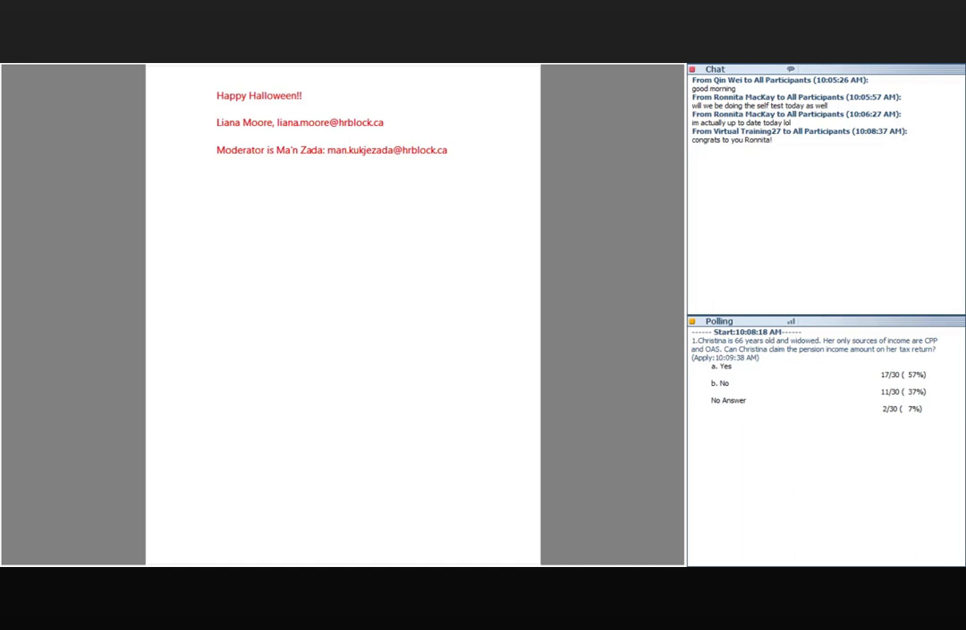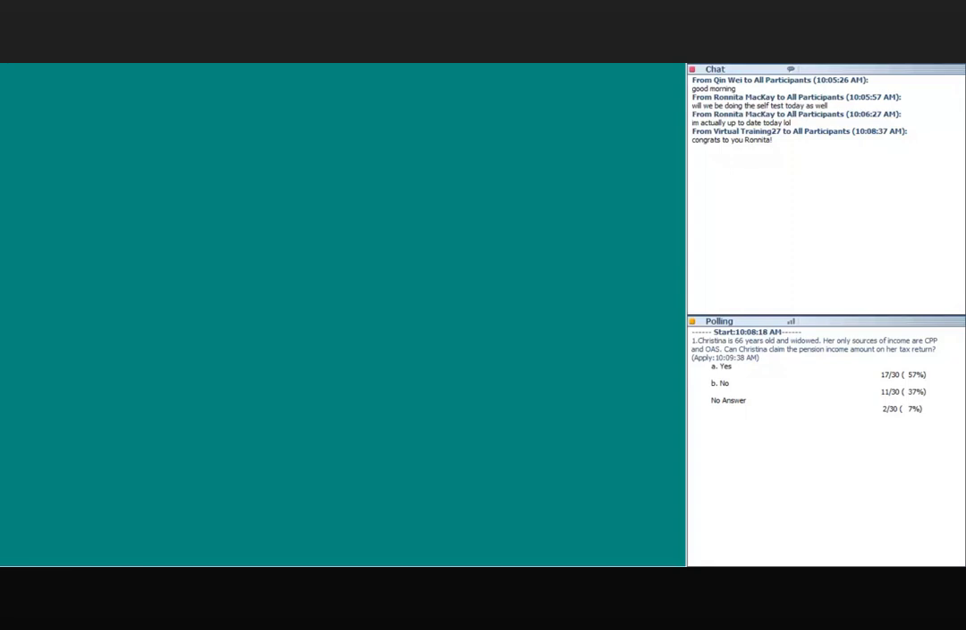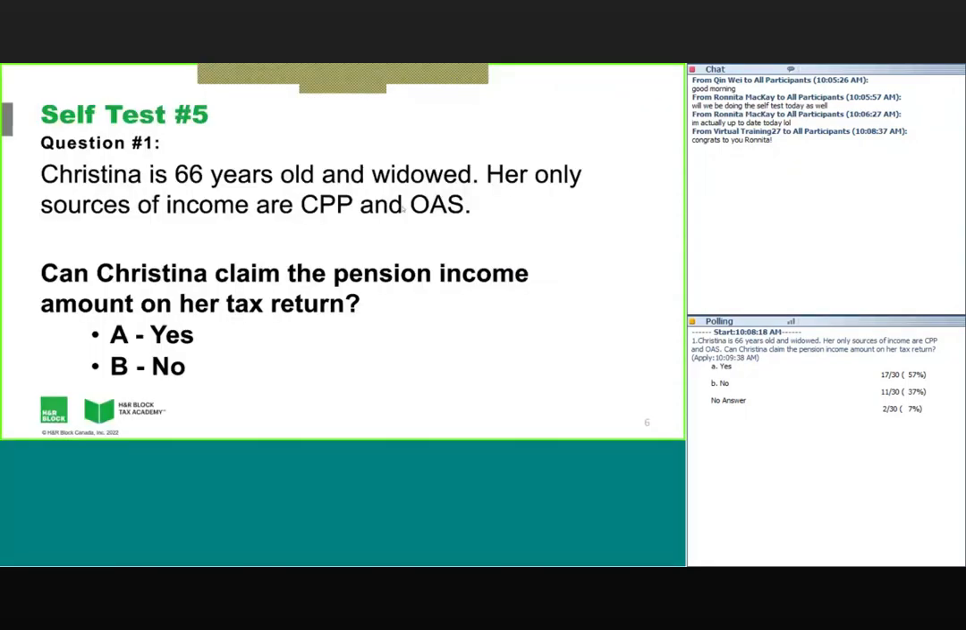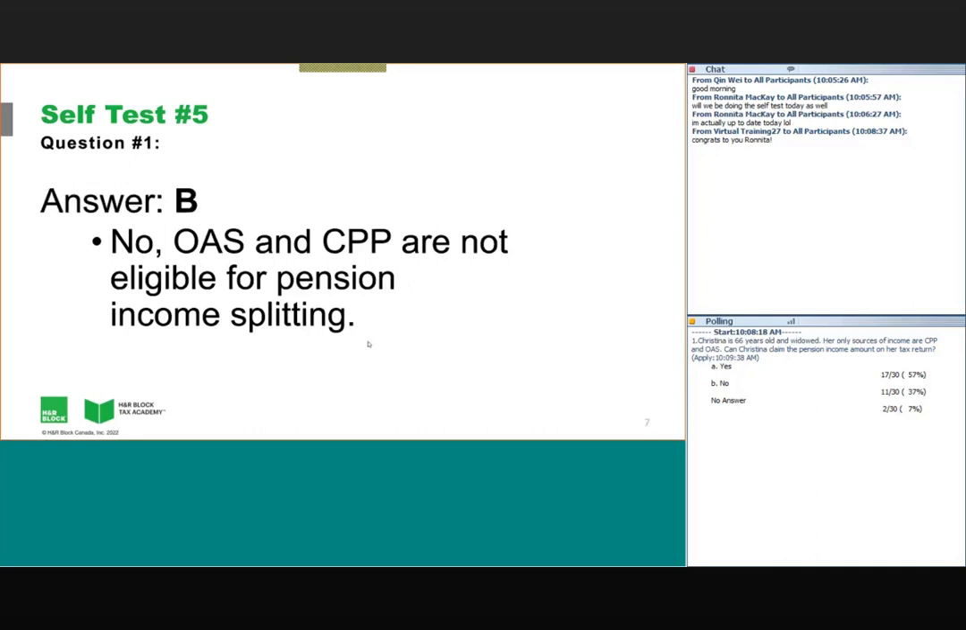All right, so the poll is completed. Most of you selected yes, she can claim the pension amount, and fewer of you said no. So let's see the correct answer. No. Old Age Security and CPP are not eligible for pension income splitting, so therefore it is not eligible for the pension income amount.